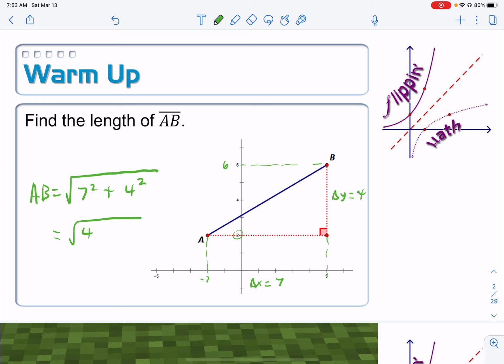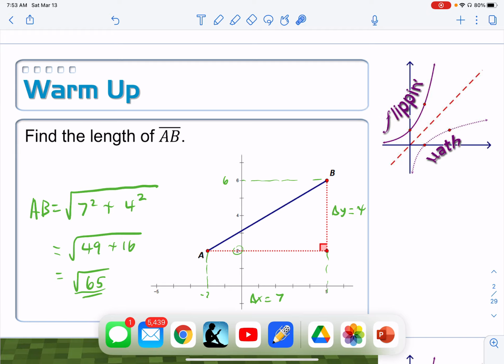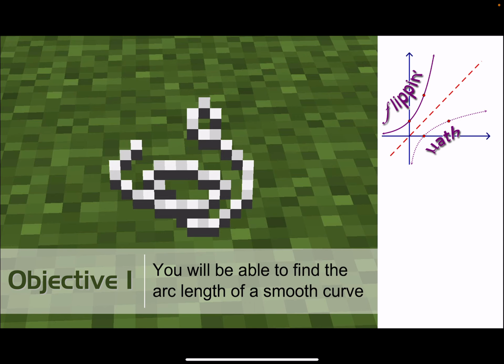This is a 49 plus 16. That would be 50 plus 15 more, the square root of 65. There you go. All right, and you can see very clearly in here that this is an a squared plus b squared. We took the square root of that whole thing. That has something to do with our goal for this particular lesson, which is all about finding the arc length, finding the length of some sort of curve that is graphed in the coordinate plane.